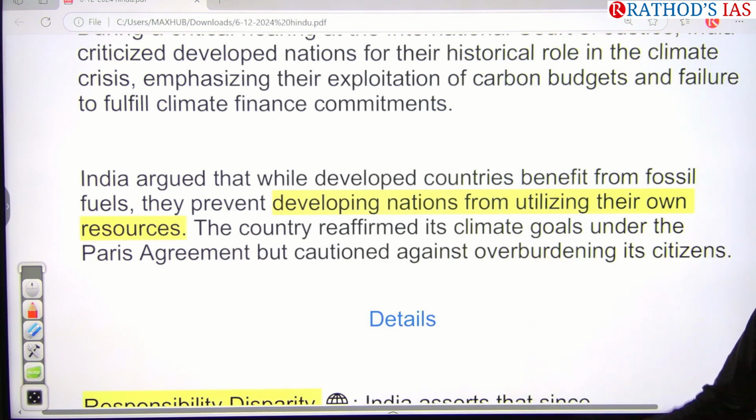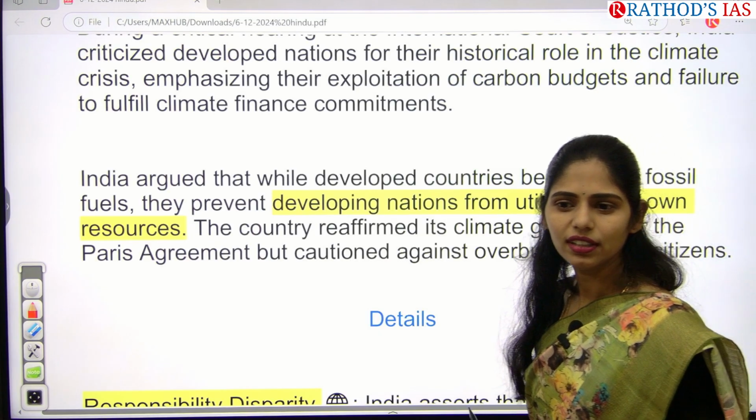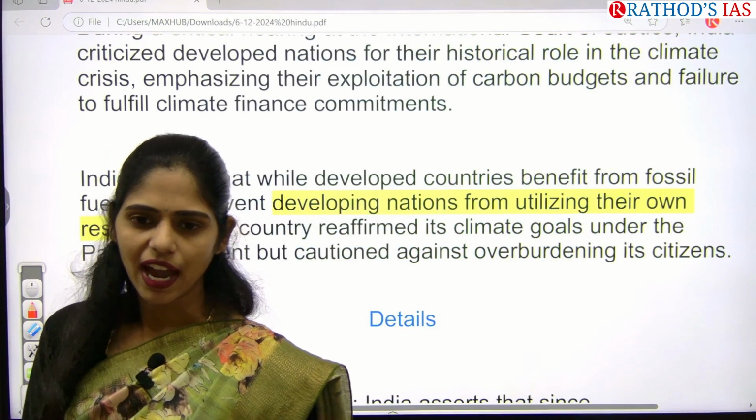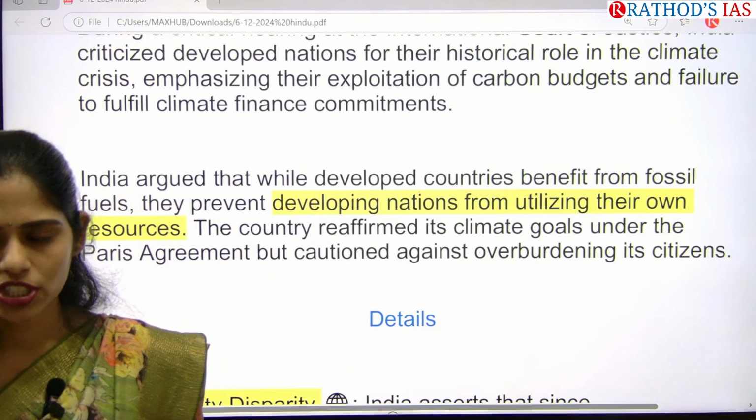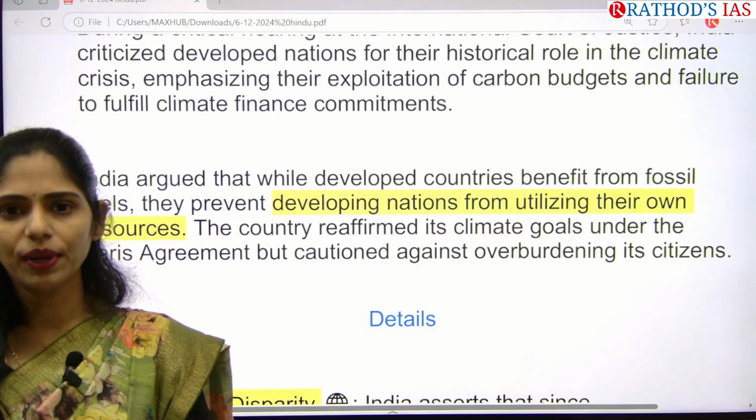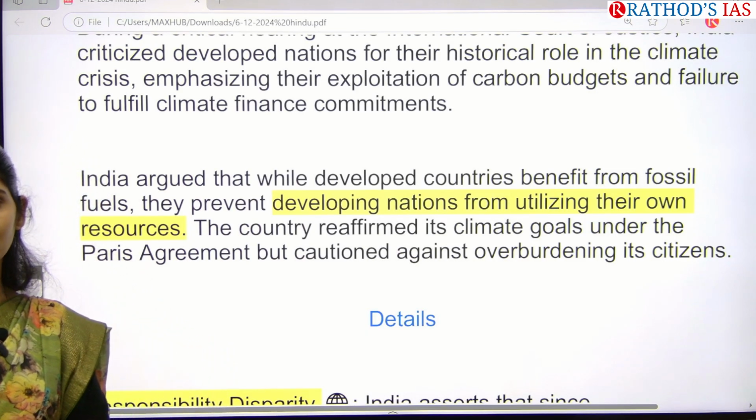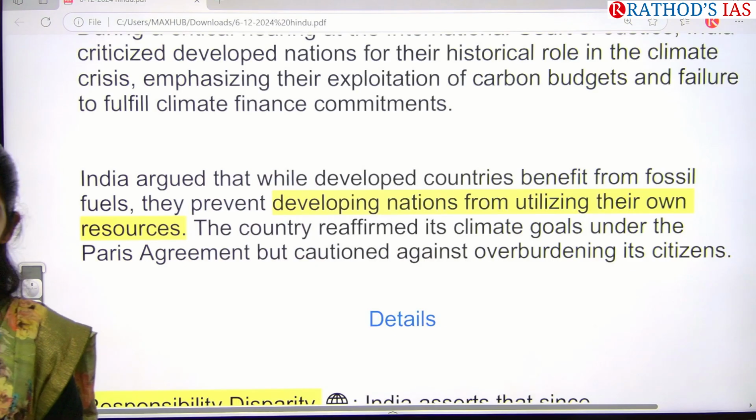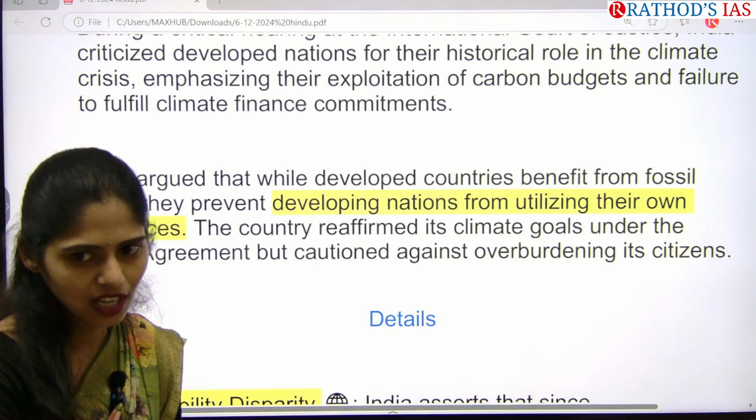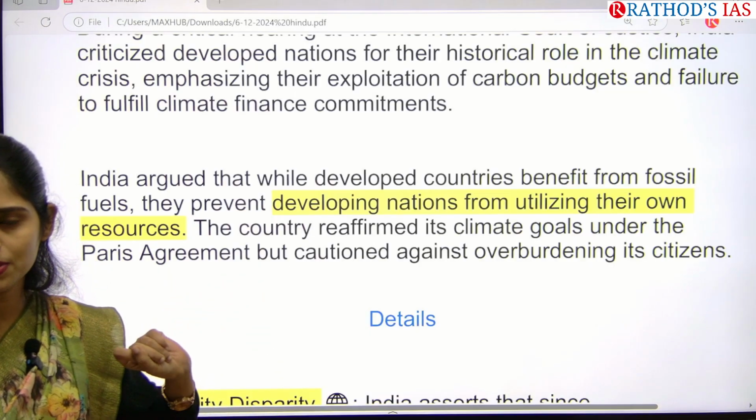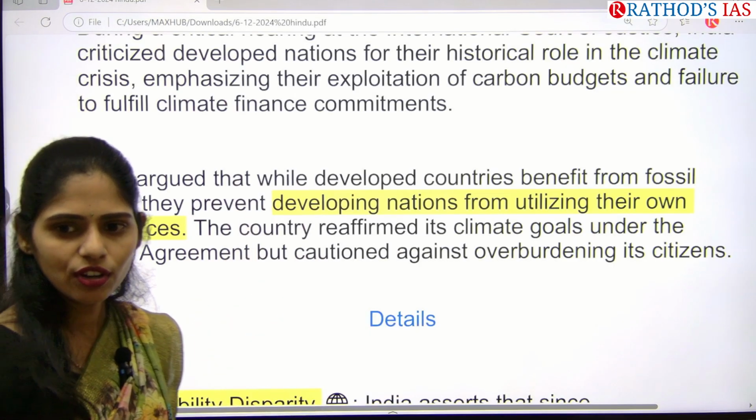For example, the Paris Climate Deal. In that deal, what are the provisions? We have to reduce carbon dioxide emissions so that we can reduce global warming. So what is the target? 1.5 to 2 degrees centigrade compared to the pre-industrial level. If we want to achieve that deal, obviously we have to reduce carbon dioxide emissions. That means we have to cut the use of fossil fuels.